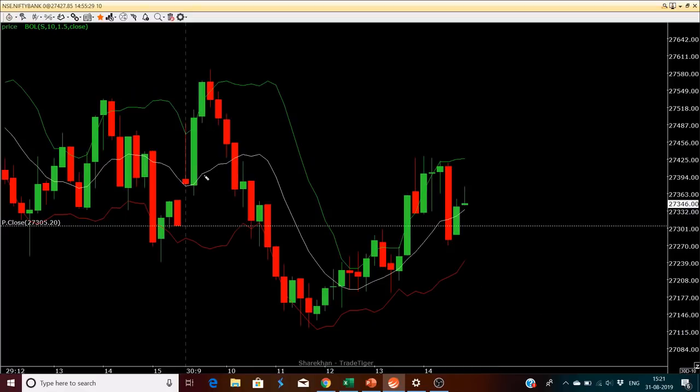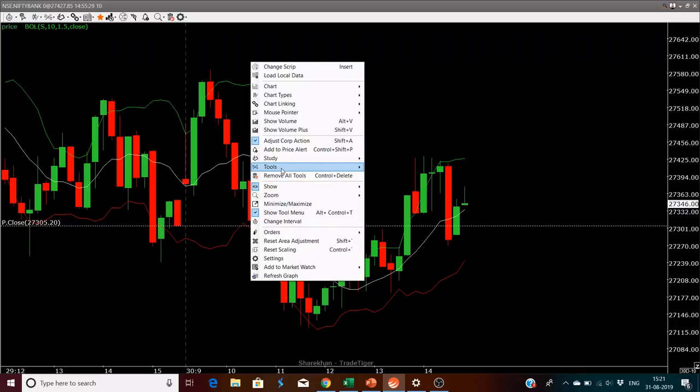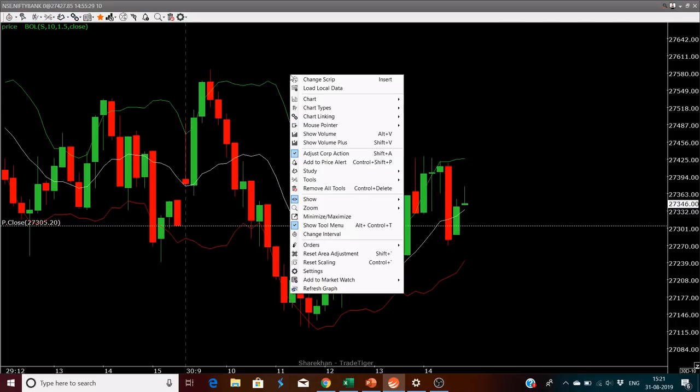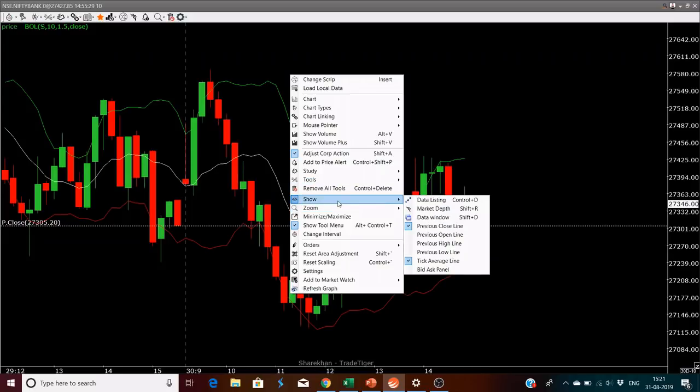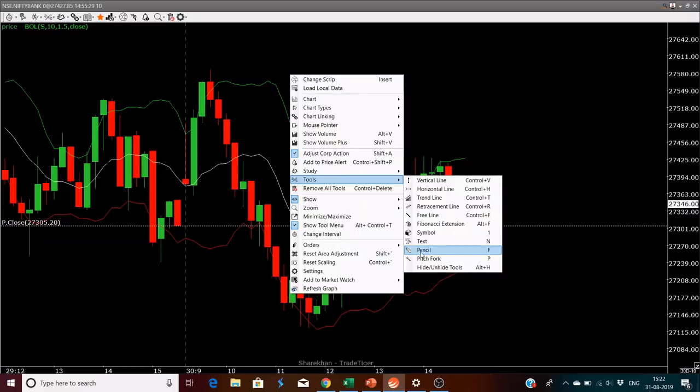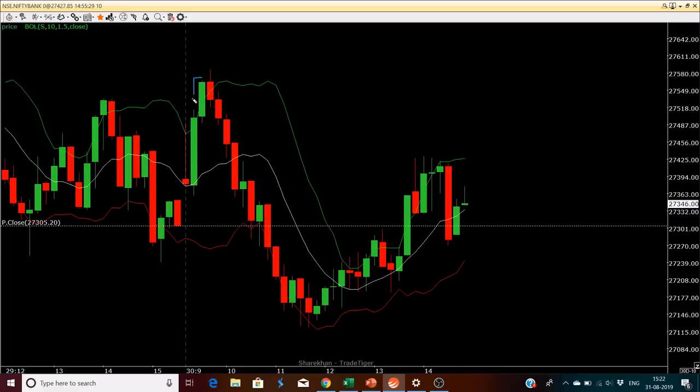Whenever the price closes above this candle, let me put a tool here. It will be better if I use the pencil. When the candle closes above the upper band, this gives an indication that it is a short entry. So you have to short on this candle and your stop loss will be here. And whenever you see a candle closing below the band, on the next candle you can buy. So this is your buy entry, and this will be your stop loss.